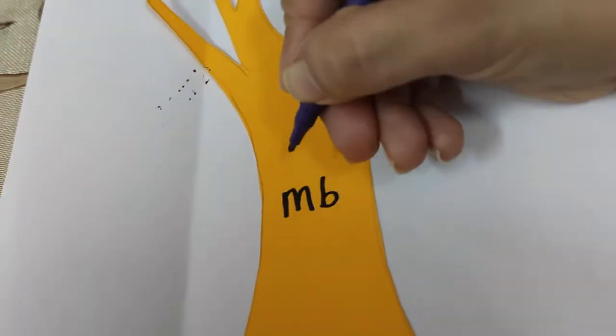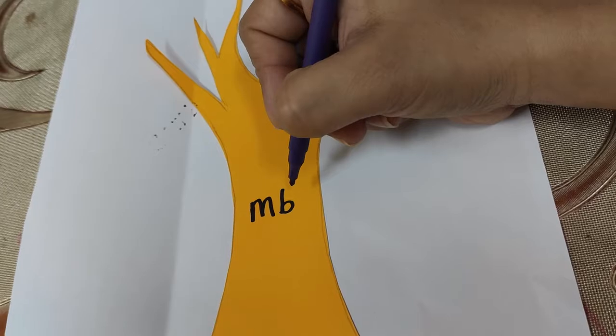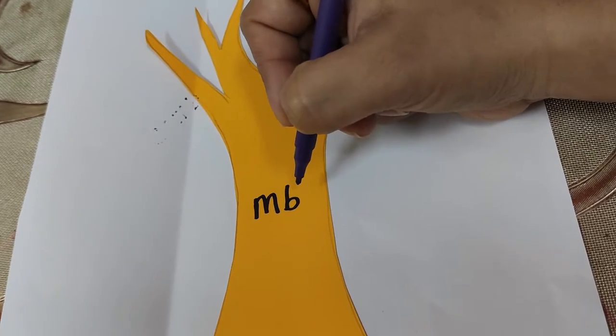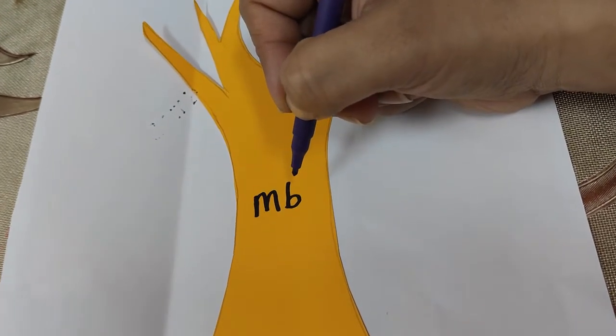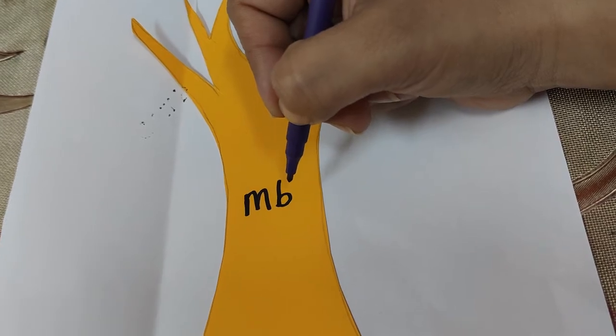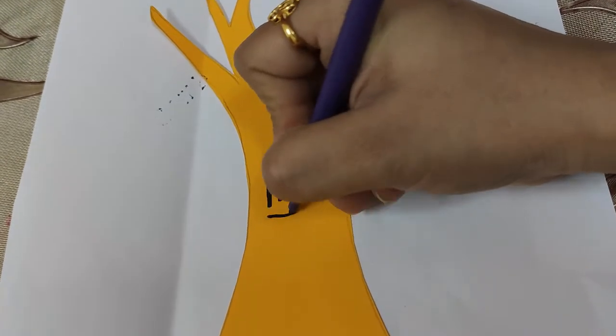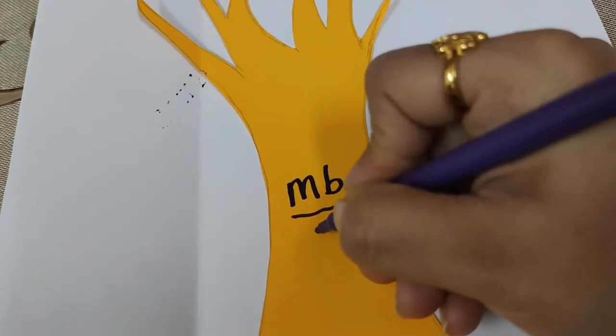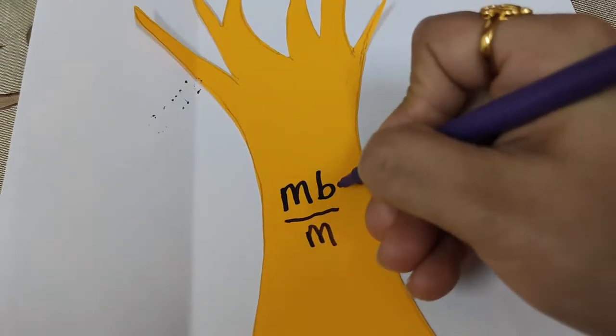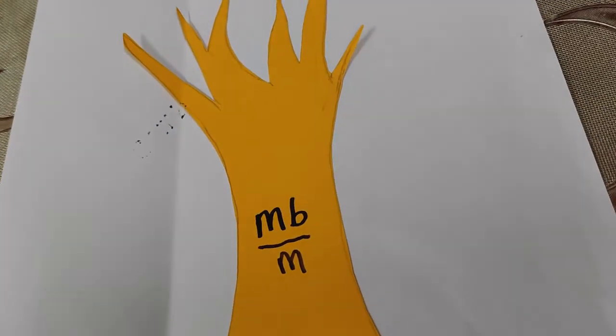The next digraph we have is MB. Now MB makes the sound mm. Which alphabet makes the sound mm? M. Here MB makes the sound M and B is silent. Now read the words.